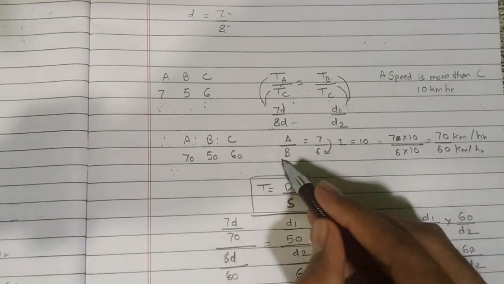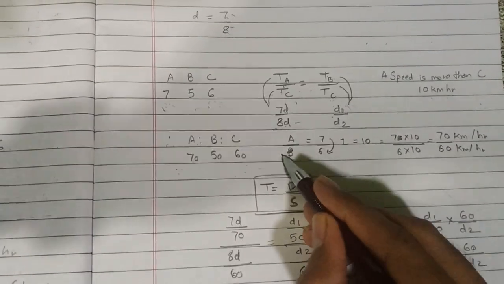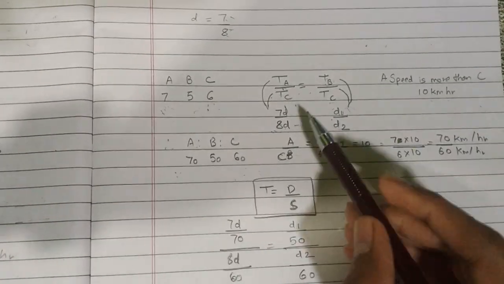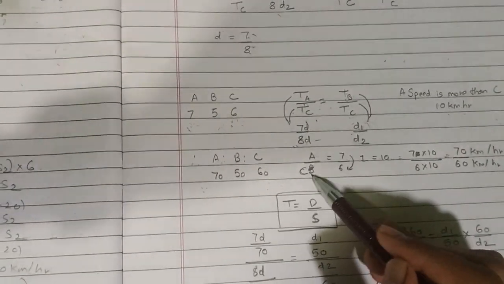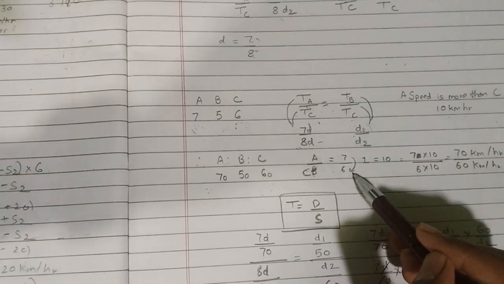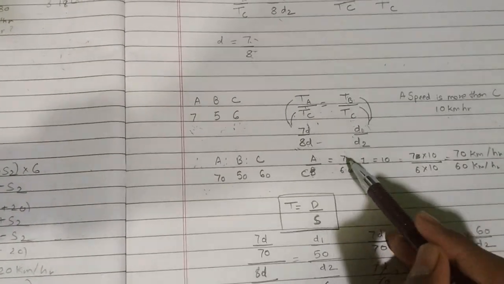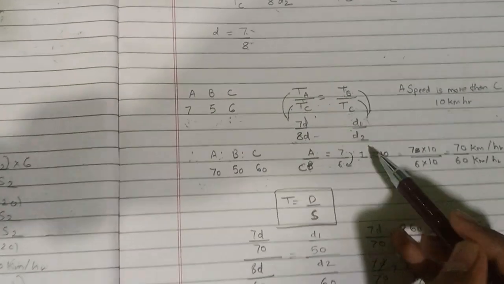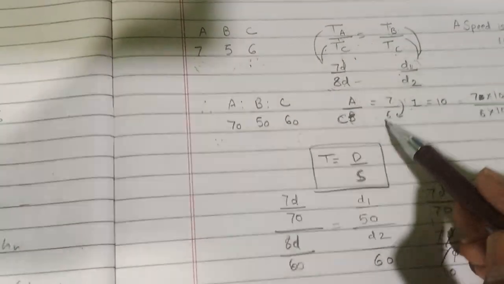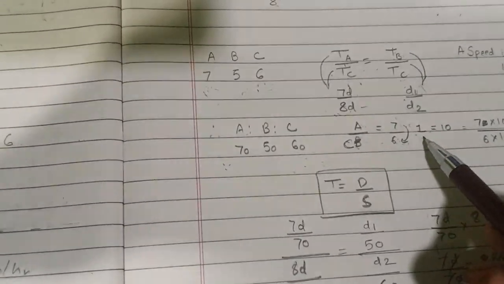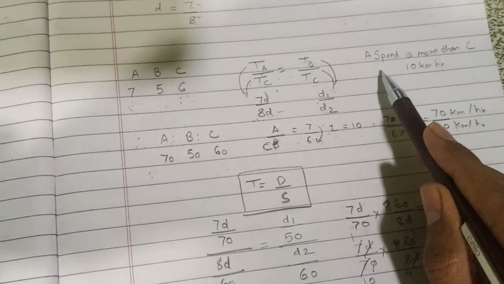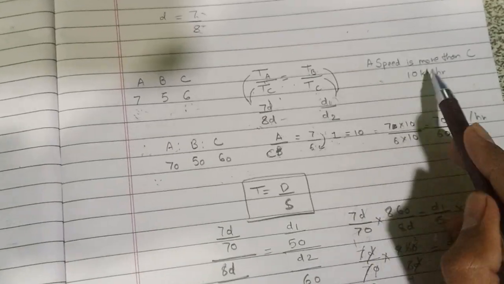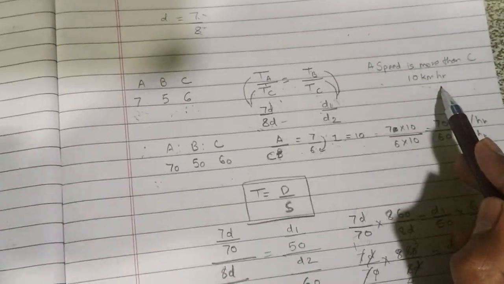Okay, here I have made a mistake. It's actually A and C. I'm really sorry for this mistake. So if I make it a ratio, A by C is equal to 7 by 6. This is the ratio of speed. What is the difference between the ratio of speed? It's only one unit. So this one unit is equal to 10, because according to the question, A's speed is more than C's by 10 kilometer.